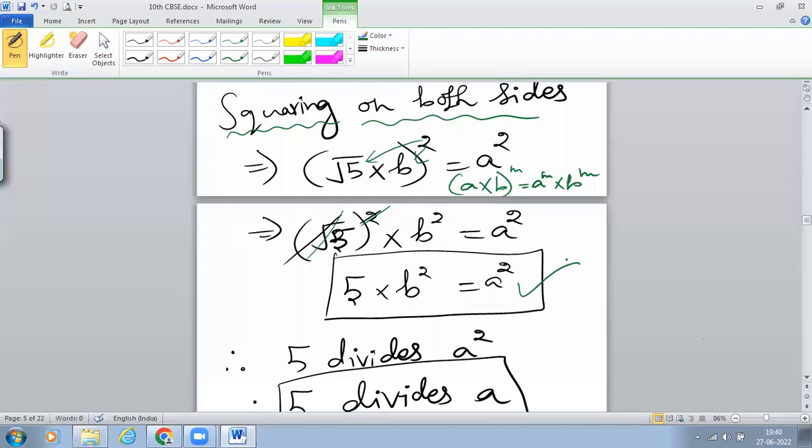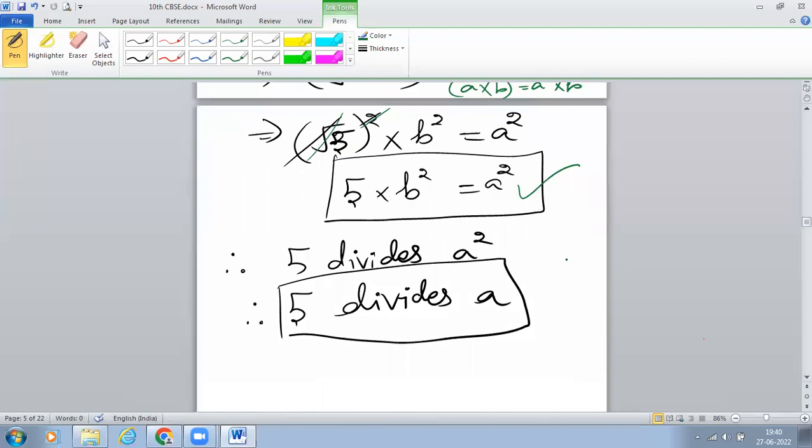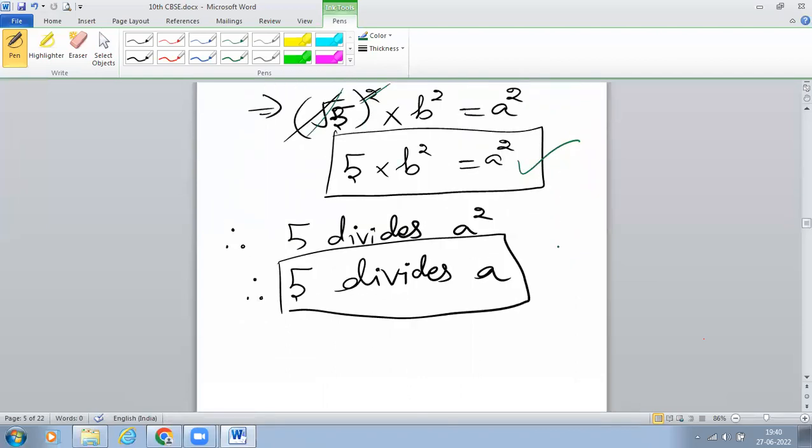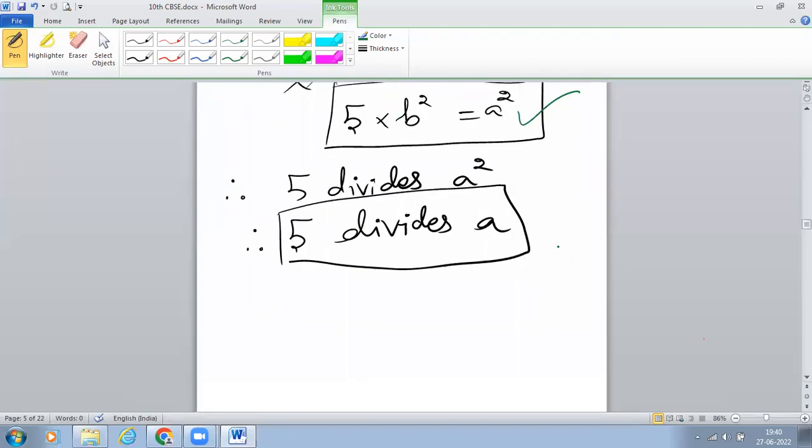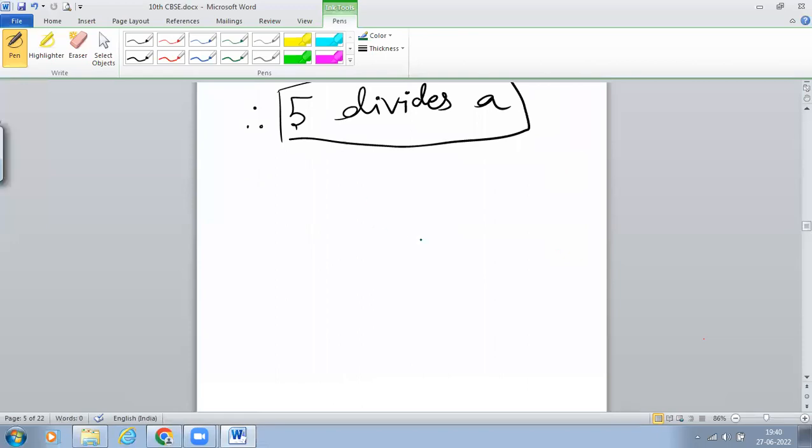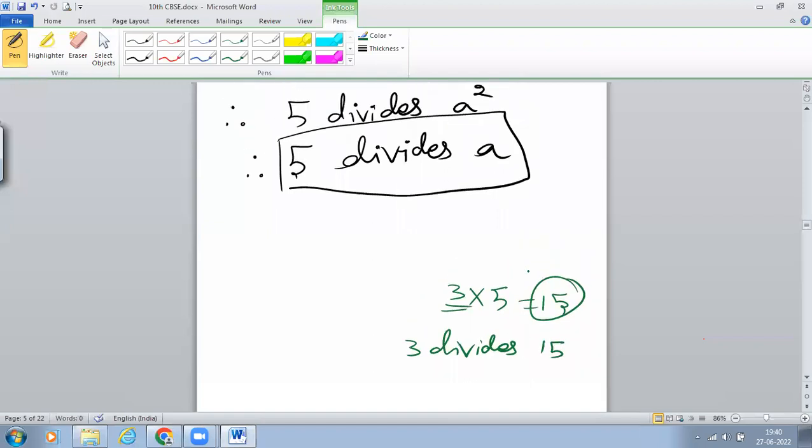Now the next step, listen. Since here we got 5 times b square is equal to a square. You all know the 3 table, right? 3 into 5 is 15. 3 fives are 15 means this 15 is divisible by 3, as well as divisible by 5. Or we can write 3 divides 15. Yes or no? So similarly, since 3 into 5 is 15, 3 divides 15.